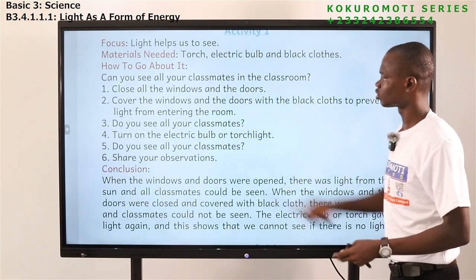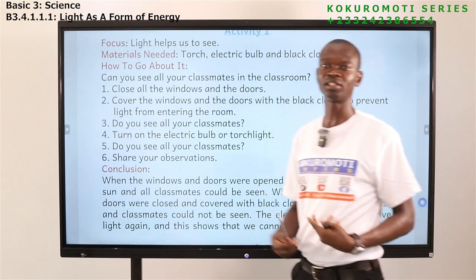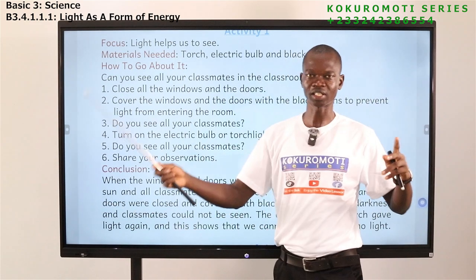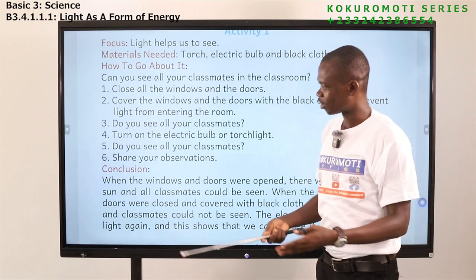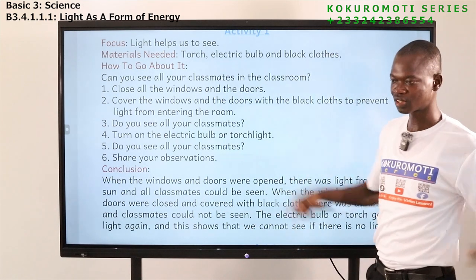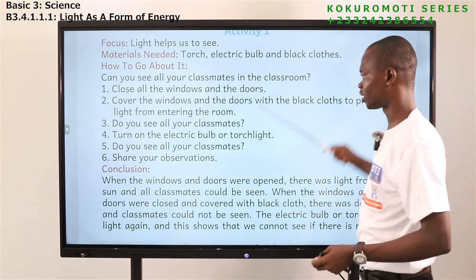The next one is that, do you see all your classmates? So when you do that, tell me, after you have closed all windows and doors, the light, everything is off, I'll check whether you can see those or everything that you have in your room. Check whether you can see any of them.